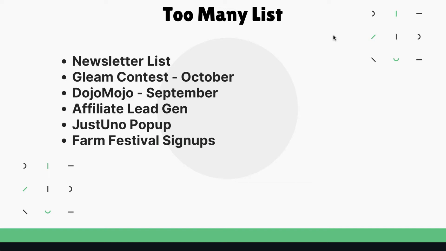they collected pop-ups with JustUno, and then maybe they went to a live event and had a booth there, and then they have a list sign-up from that event. Whatever it is, it leads to way too many lists in your account, and it just leads to messiness. It's unorganized. It makes it harder to track your list growth as a whole over time.